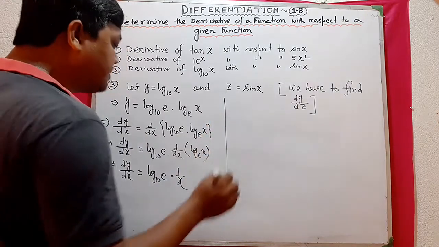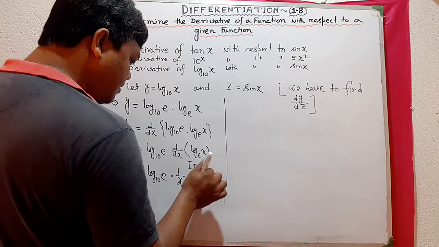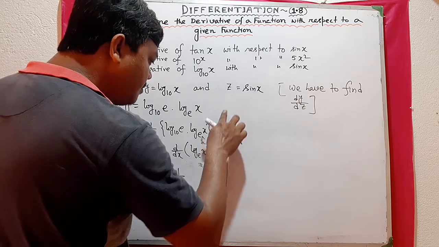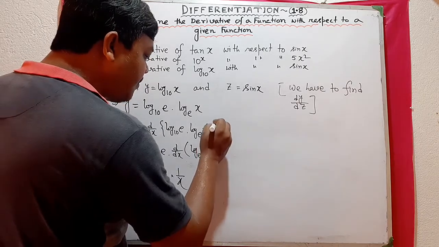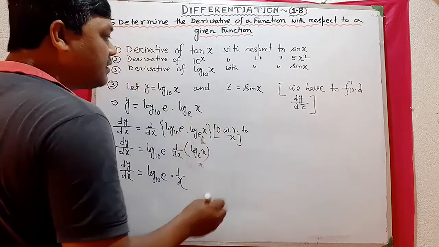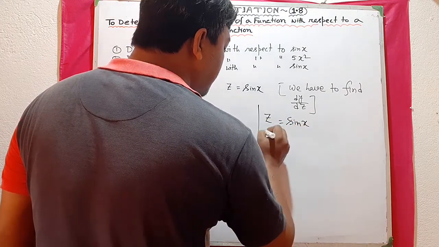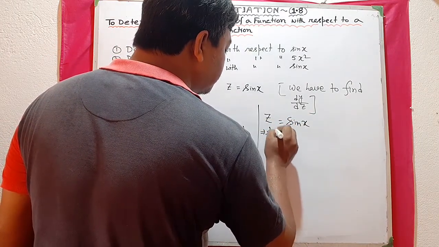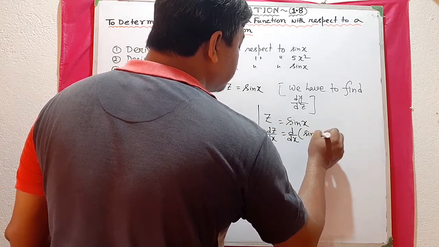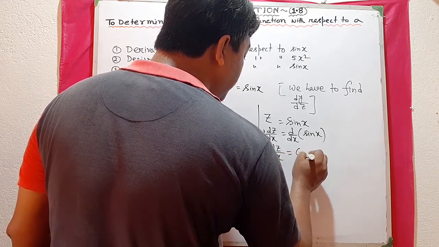So dz/dx, so you have to write down here, differentiate in the previous step, differentiate with respect to x, and z equals sin x, and dz/dx, d/dx of sin x. So dz/dx equals cosine x.